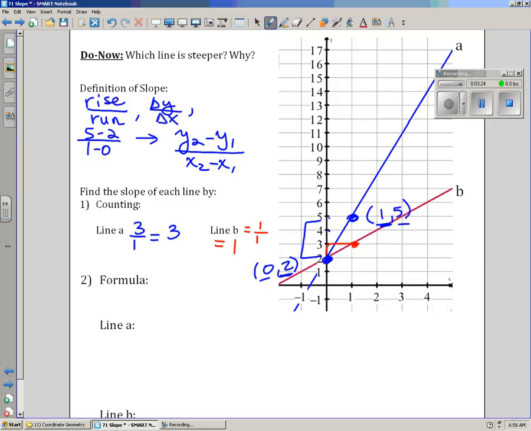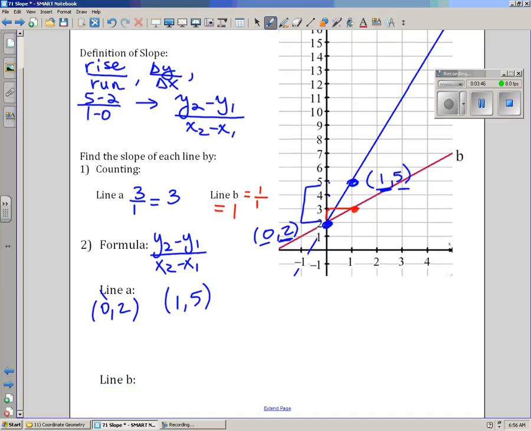Now, if we want to use the formula, which is y2 minus y1 over x2 minus x1, the first thing I need to do is identify 2 points on the line. So line A, I already have 0, 2, and 1, 5. And if I want to use the formula, what's really important is that I label my points. 0 is the x coordinate of the first point, so we call it x1. 2 is the y coordinate of the first point, so we call it y1. 1 is the x coordinate of the second point, so we call it x2. 5 is the y coordinate of the second point, so we call it y2.